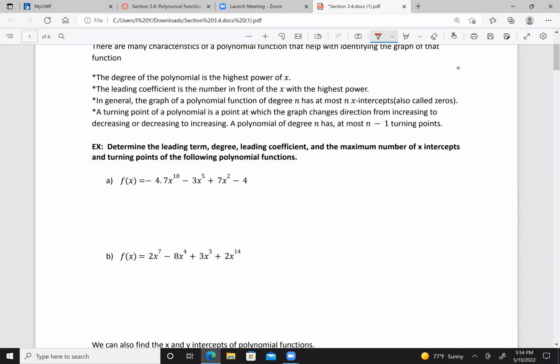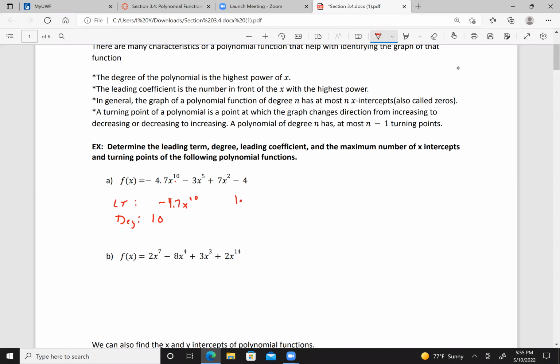So we're going to start out: determine the leading term, degree, leading coefficient, and the maximum number of x-intercepts and turning points. So the leading term is the highest power, which is 10. So the leading term is negative 4.7x to the 10th. That's our leading term. Our degree, well, that's just the power of the leading term, which is 10.